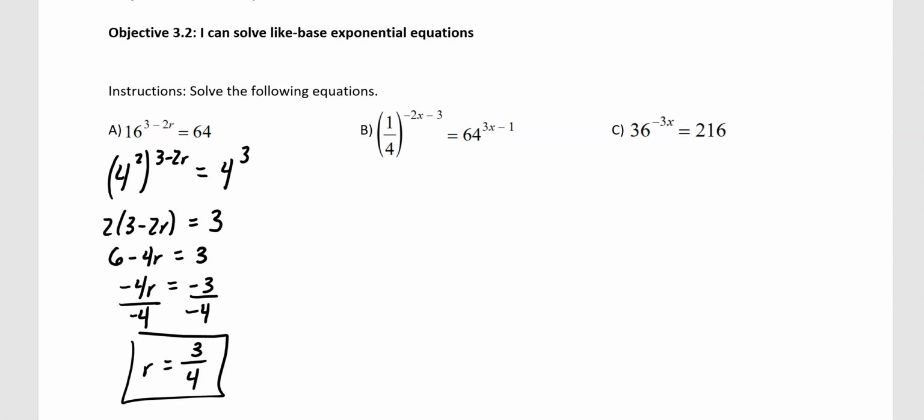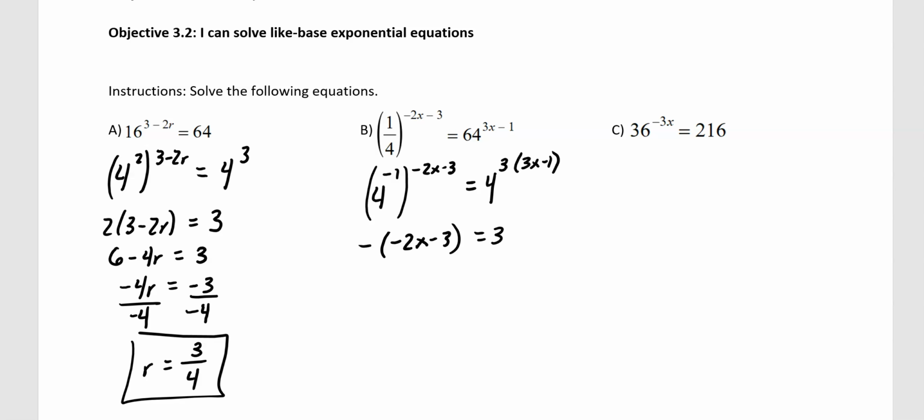64 we know is 4 to the third. 1/4, remember if we have a fraction like that, that needs to be a negative exponent. So this will be 4 to the negative first to the negative 2x minus 3 equals 4 to the third to the 3x minus 1. All right, so I'll have negative 2x minus 3 equals 3 times 3x minus 1.